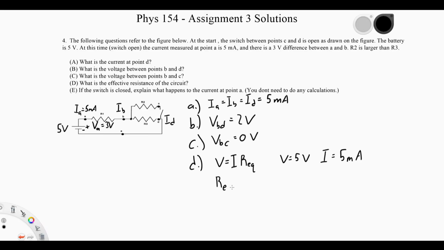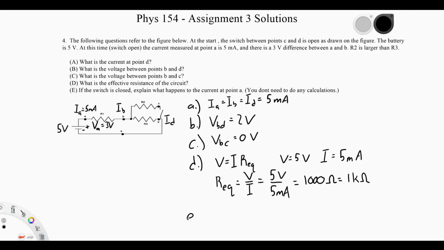So to do that, I'm going to divide both sides by I, which will leave us with R equivalent is equal to the voltage divided by the current. So we have 5 volts divided by 5 milliamps. And this will get us 1,000 ohms, or we can convert that to 1 kilo ohm. And that is the effective resistance of our circuit. So if we broke this down and simplified it so that we could instead look at this as if it was only one resistor instead of 3, or really 2 in this case because the switch is still open, this is what we would have.